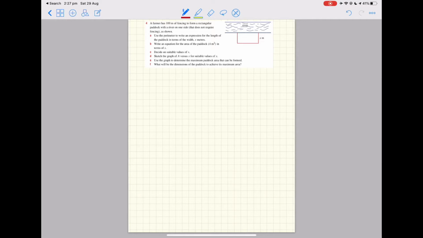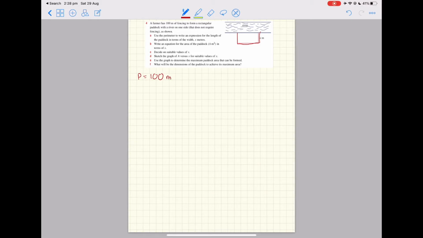Question 4 reads, a farmer has 100 meters of fencing to form a rectangular paddock with a river on one side that does not require fencing, as shown. So essentially this, and this, that adds up to 100 meters. And the first part of the question wants you to find a perimeter. So we know that perimeter must be equal to 100 meters.